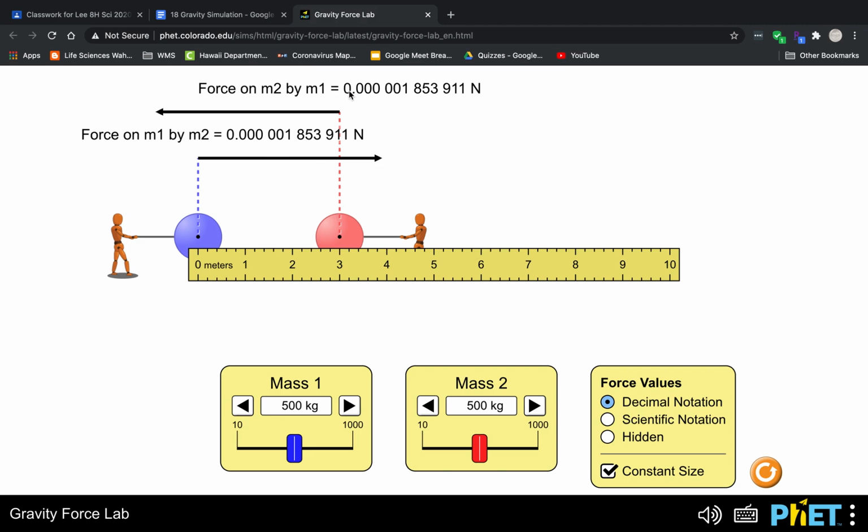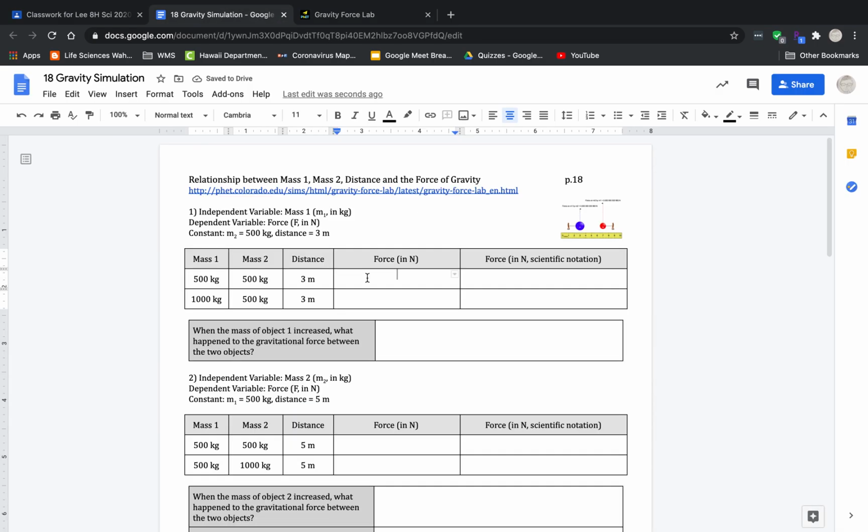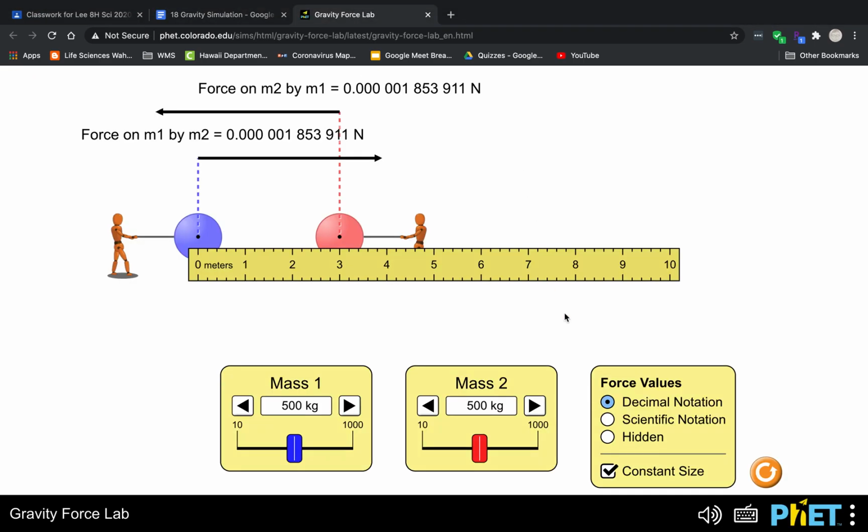But the measurement here is 0.000001853. So we can stop at 853. Let's write that down. 0.0000001853 newtons. In scientific notation, we can click here and we can see how it is in scientific notation.